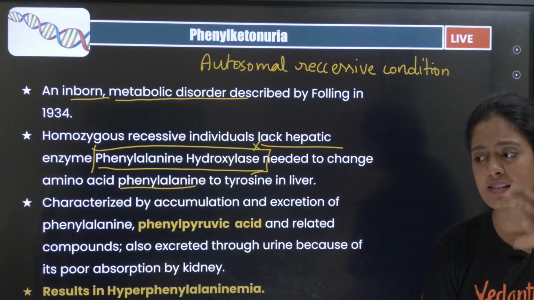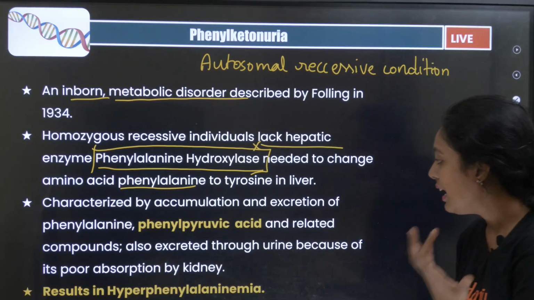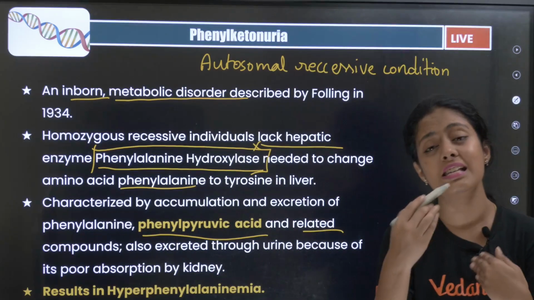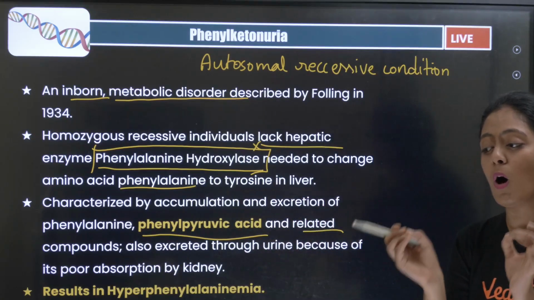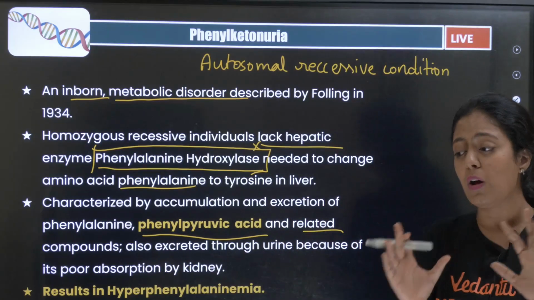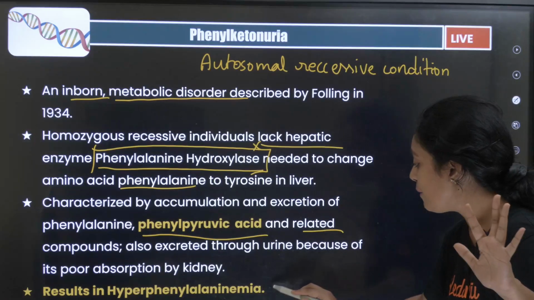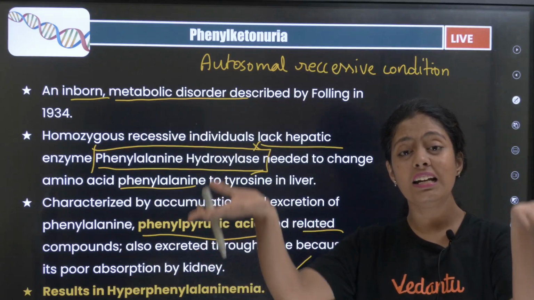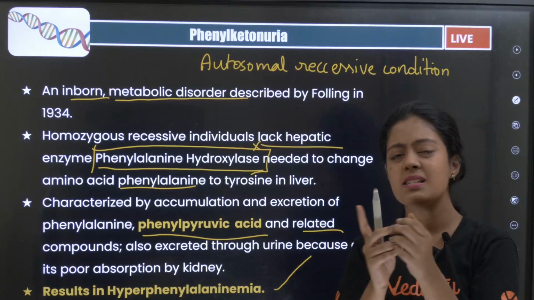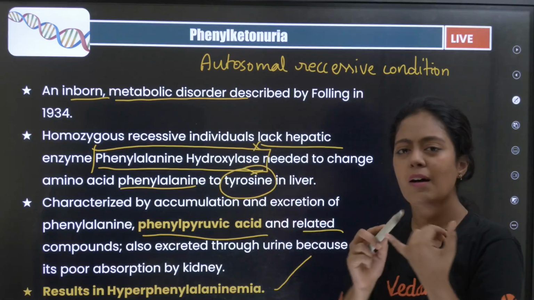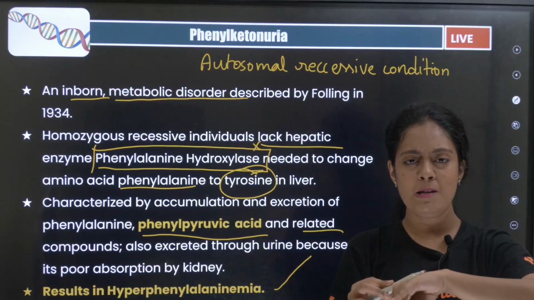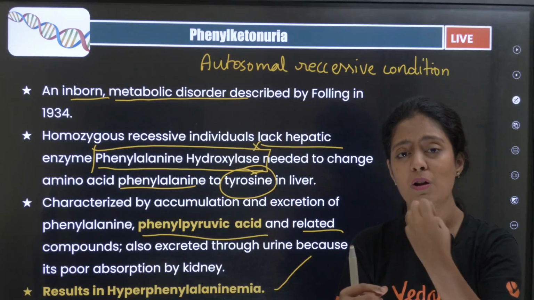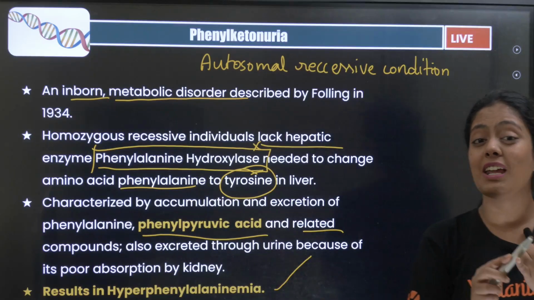So the phenylalanine is converted into other derivatives like phenylpyruvic acid. It is also converted into ketone bodies, and it is excreted through urine because of poor reabsorption by the kidney. It results in hyperphenylalaninemia, which means the phenylalanine content in my blood is high. Tyrosine is very important for producing your thyroxine hormone and the pigments in your skin. Without tyrosine, the tyrosine amino acid is not there, so the person will become very pale.